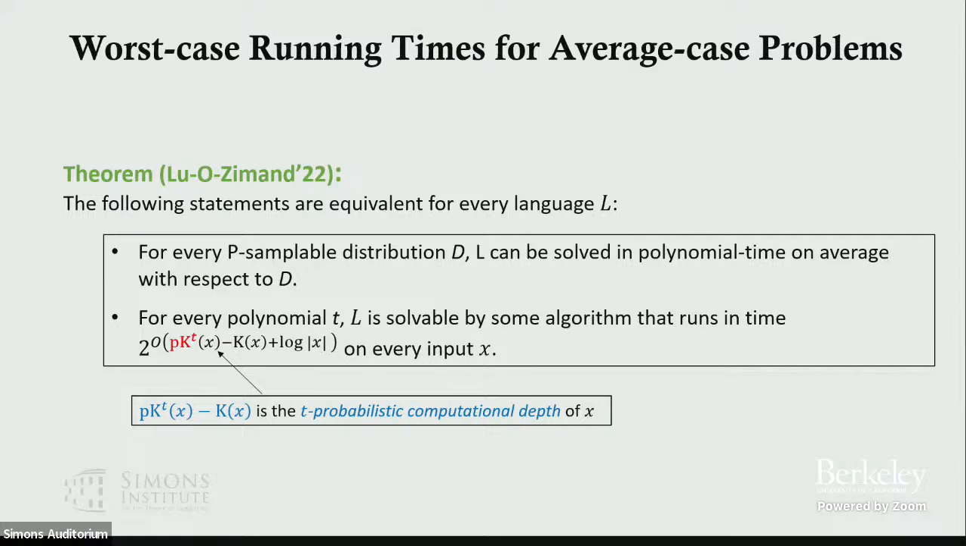So we have a similar statement. The problem is easy on average with respect to all distributions, if and only if there's a single algorithm whose running time is now 2 to the PKT minus K. Okay, so we changed, we had deterministic complexity, now we have randomized, well, probabilistic Kolmogorov complexity. And this is unconditional. So any questions about the statement?